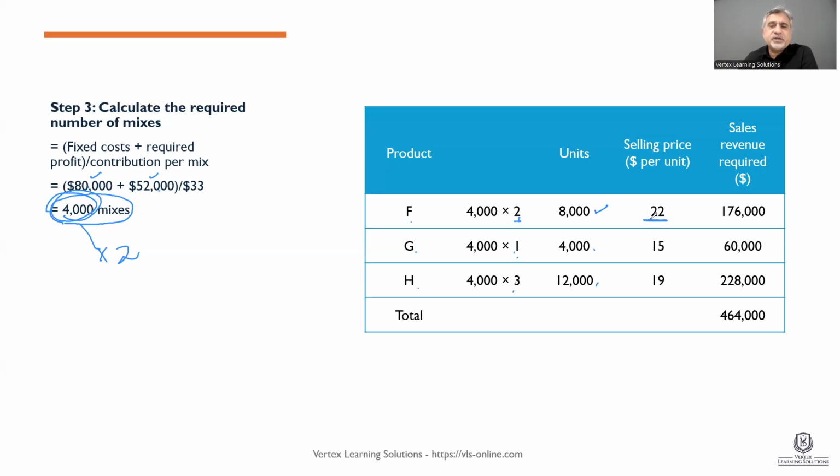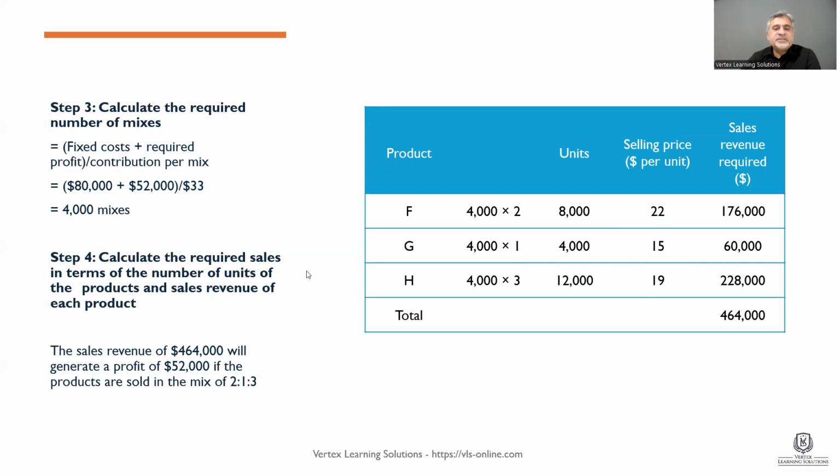It was given in the question. Selling price of G was 15, selling price of H was 19. You just multiply these numbers and you get your total break-even revenue for this situation, which is $464,000. So the sales revenue of $464,000 will generate a profit of $52,000 if the products are sold in the mix of 2, 1, and 3. Now, if you change this ratio of 2, 1, and 3, your entire calculation will be disturbed. Okay.